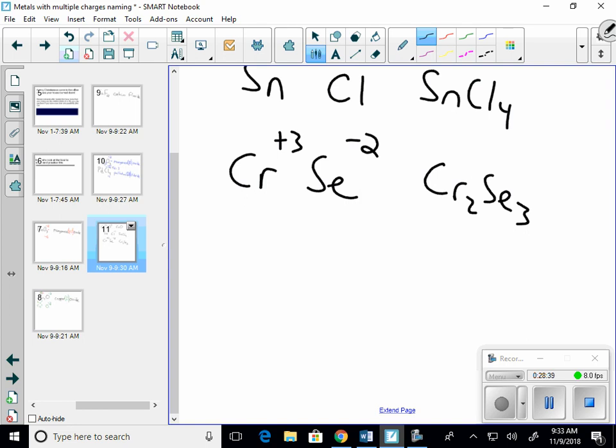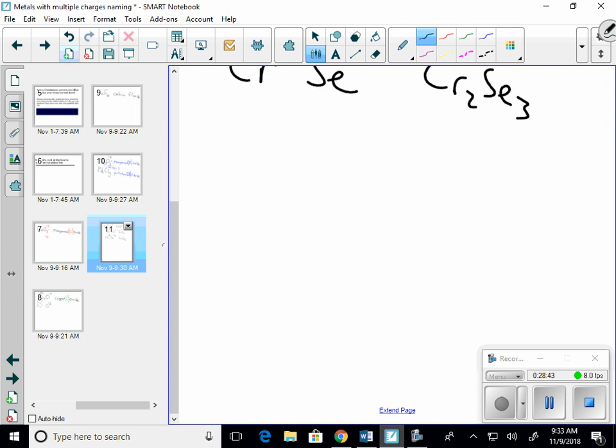Cole, mercury(I) sulfide. Cole, I don't want you to give me the entire answer. I'll even help out. Mercury is Hg. It's element number 80 on the periodic table. Sulfur is the letter S. So now figure out the charges. What would the formula of mercury(I) sulfide be?